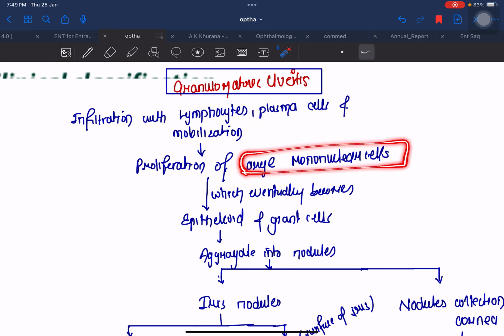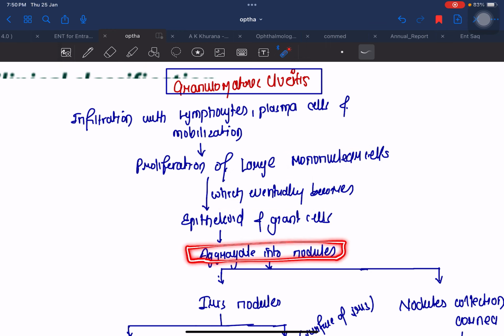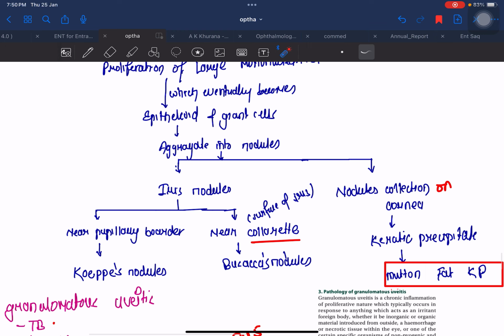Right, infiltration occurred, the mobilization took place, and that will cause the proliferation of large mononuclear cells, which eventually become what, epithelioid or giant cells. And these aggregate, taking the form of nodules. These epithelioid and giant cells aggregate in the form of nodules, and they present as iris nodules, and as nodules collecting on the cornea.